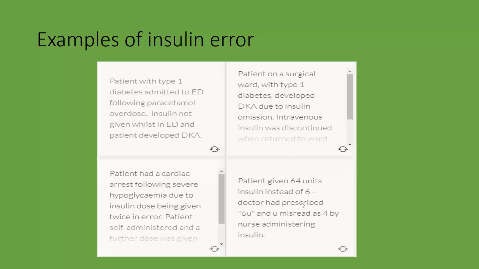So we must be very careful in prescribing insulin. And the other classic example is the fourth one. A patient was given 64 units of insulin, but originally the patient was on 6 units. The doctor prescribed it as 6U, but that U looked like a 4, so the patient was given 64 units.